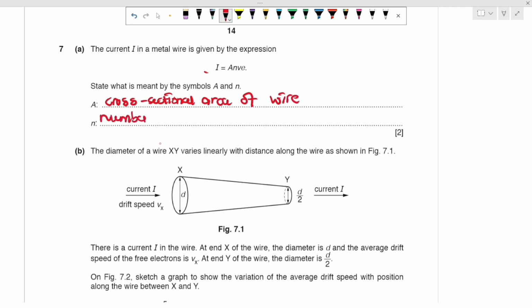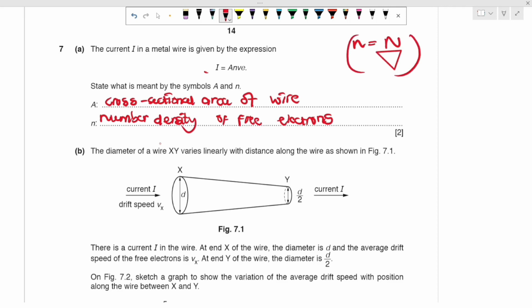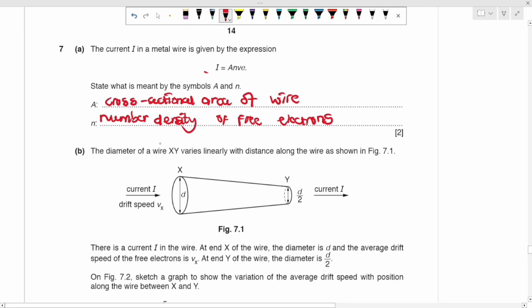Okay, the number density. Not just the number density, guys. Come on, be fancy. The number density of free electrons. You've learned some physics, you've learned how to redefine physics, right? So you have the A representing the cross-sectional area of the wire, and the n representing the number density of free electrons. Number density meaning how many electrons you have per unit volume. Physics doesn't usually ask you to find number density, they usually give it to you. But think of it as the number of electrons that you have per unit volume.